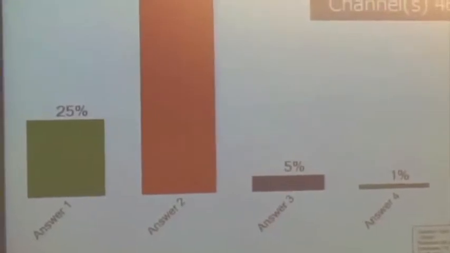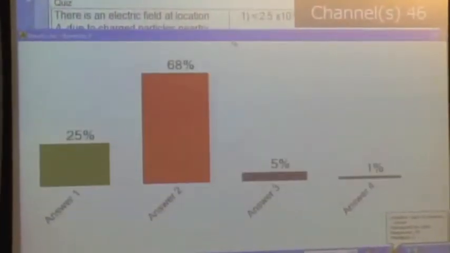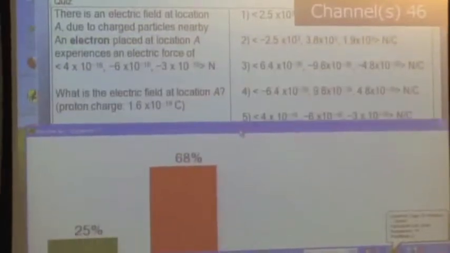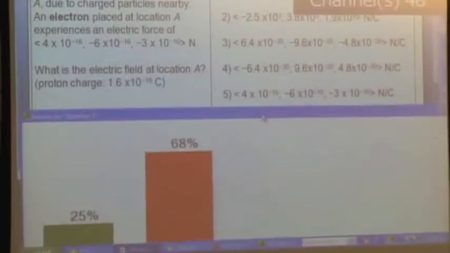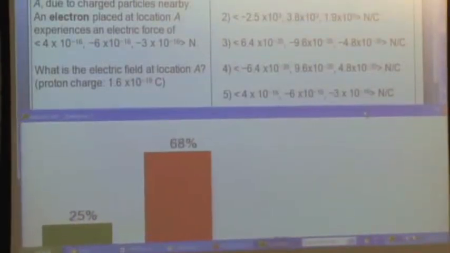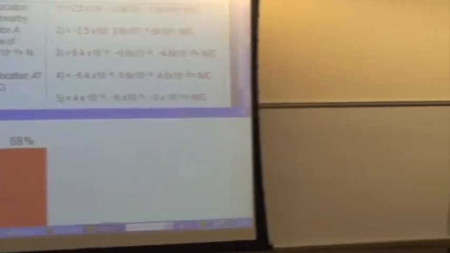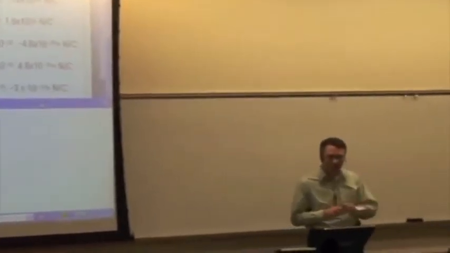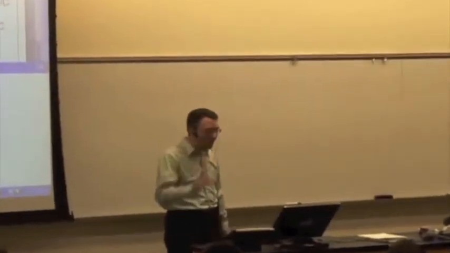Okay, so not quite as unanimous as I would have liked, but number 2 is correct. And what are we doing? We are finding the electric field based on the force on this electron. So we gave you the proton charge, but you got to remember that this is a negative charge, right? This is an electron here. So we have a force that's pointing, well, in some direction. Has a positive x component and negative y and z component.